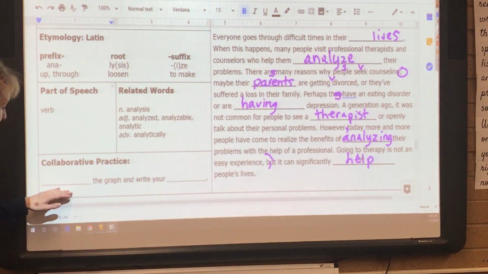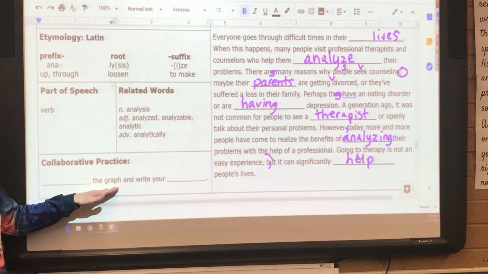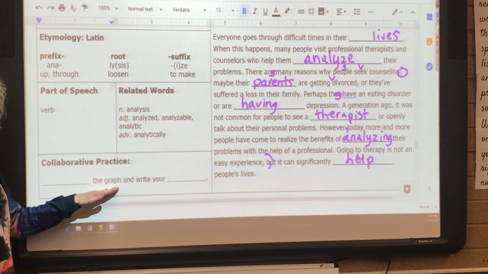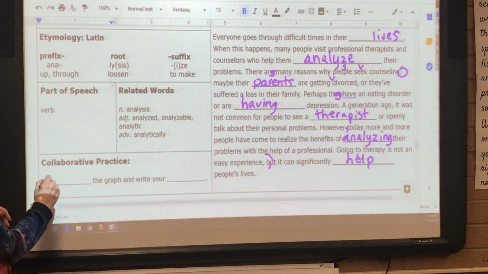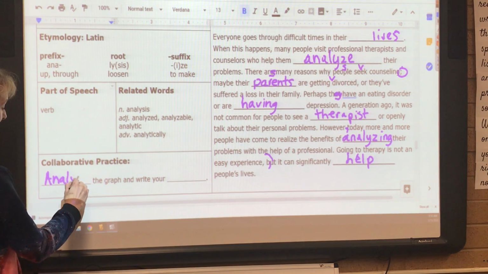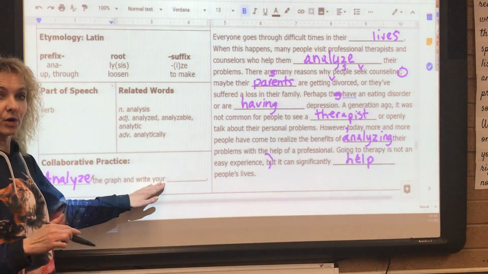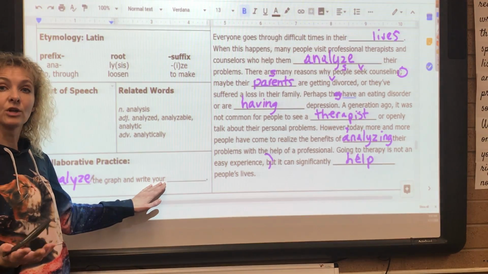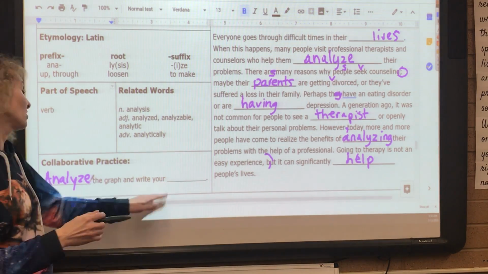Let's go bottom left. Clever practice. Blank the graph and write your blank. Blank the graph. So I'm thinking math or science or something, like a chart. Analyze the graph and write your blank. Analyze. Isn't that the word of the week? Just checking. Analyze the graph and write your conclusion, your results, your theory, what do you want to put there?